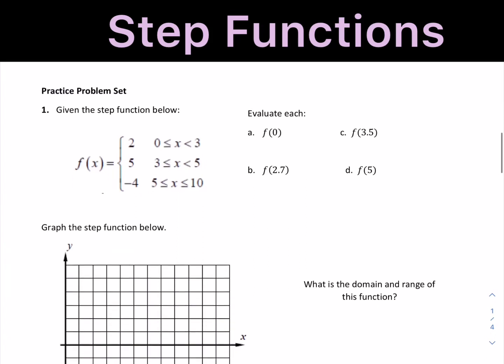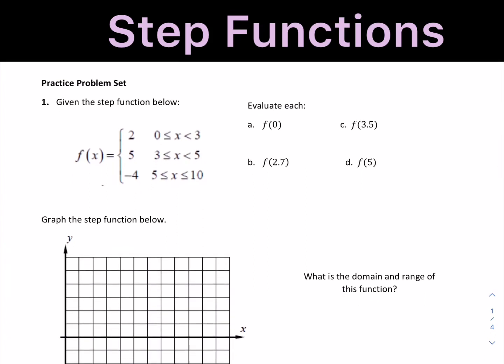So let's take practice problem set number 1, where we have a piecewise function that looks like it's all horizontal pieces, so it's going to be a step function. So f of 0 belongs to which of the 3 pieces? F of 0 belongs to 2. F of 3.5 will evaluate at 5. F of 2.7 will evaluate at 2. And f of 5 will evaluate at -4. Now, a little confusing, but once we see the visual on what this looks like, it becomes a lot easier.